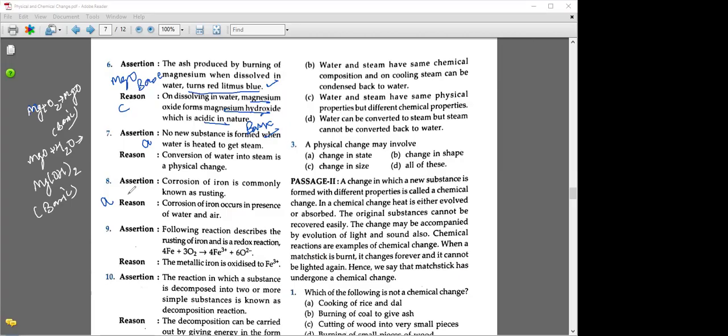Ma'am, can you hear me? Yeah, I can hear you. Assertion is correct and reason is also correct. Ma'am, I feel the answer is both assertion and reason are true, and the reason is the correct explanation of assertion.